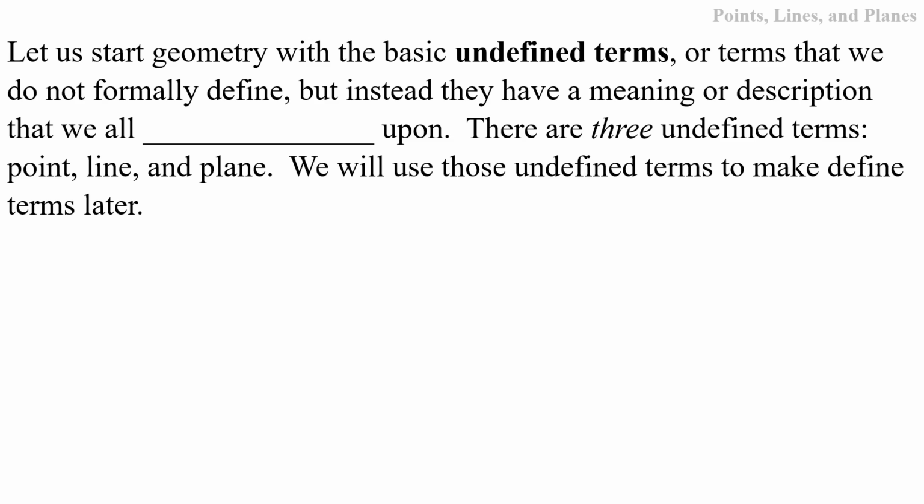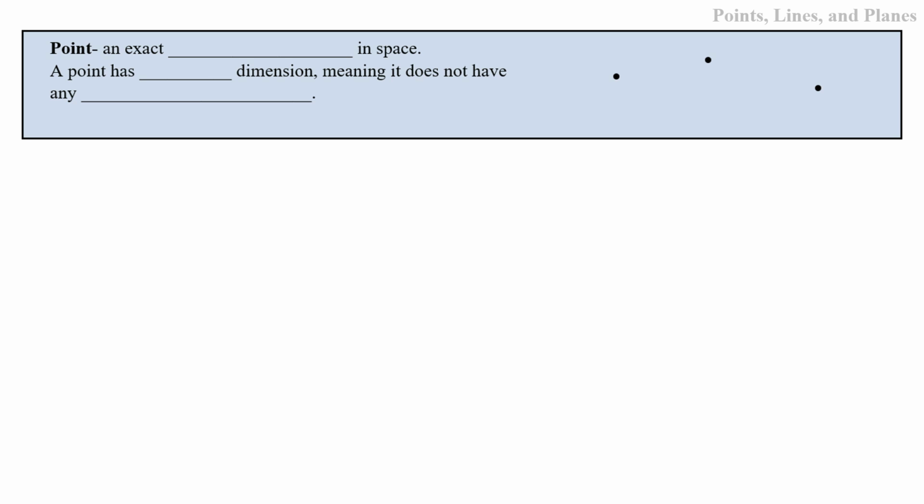So let's start geometry with the basic undefined terms. Undefined terms are terms that we don't formally define, but they are said to have a meaning or a description that we all agree upon. There are three undefined terms: a point, line, and plane. And we'll use those undefined terms to make defined terms later. The first one is a point. And a point is an exact location in space.